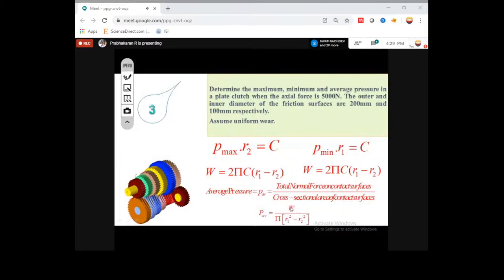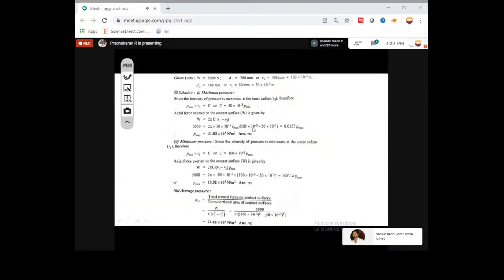That's all. So force equals the normal force, the W value, divided by the cross-sectional area. Since this is hollow, it is by pi times R1 square minus R2 square. Here the total normal force on the contact surface is 5000 Newton. Okay, 5000 Newton. So this is the simplest way, so you can easily understand.